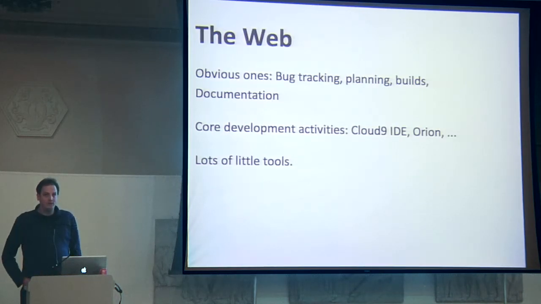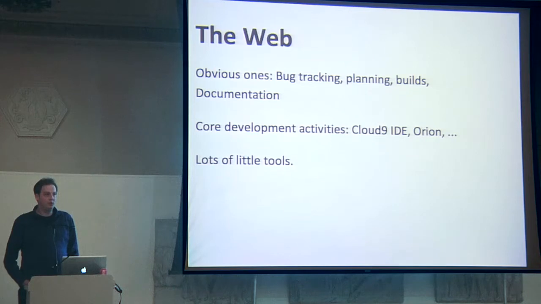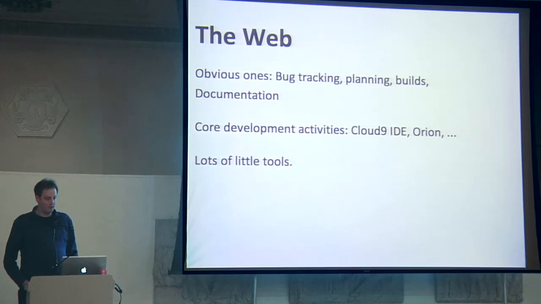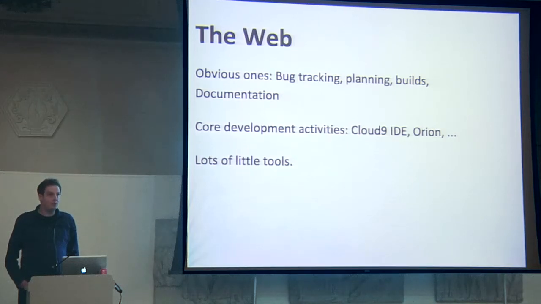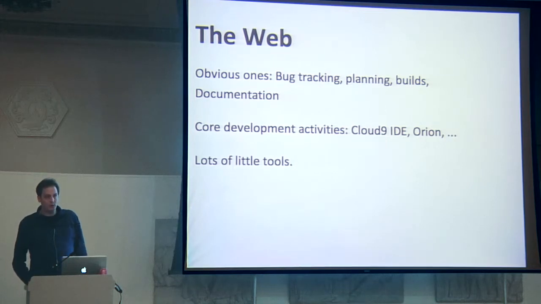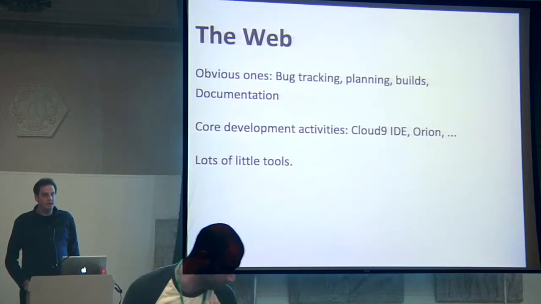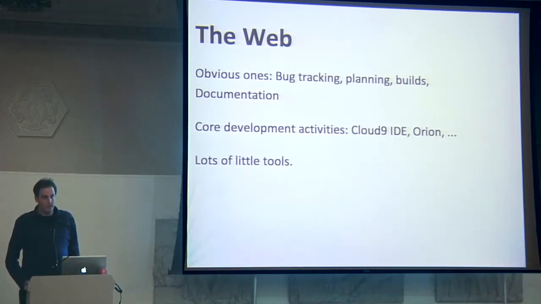So my claim now is, with the web, we have a third alternative of doing things. And why is that? Well, obviously, as software developers, we spend a lot of time in browsers, especially web developers. But everybody basically is doing bug tracking, planning, tracking builds, maybe browsing documentation in the browser already. And then there's tools like Cloud9 IDE and Orion that address the core development activities like editing code, navigating files and folders, running unit tests, debugging, those kinds of things.